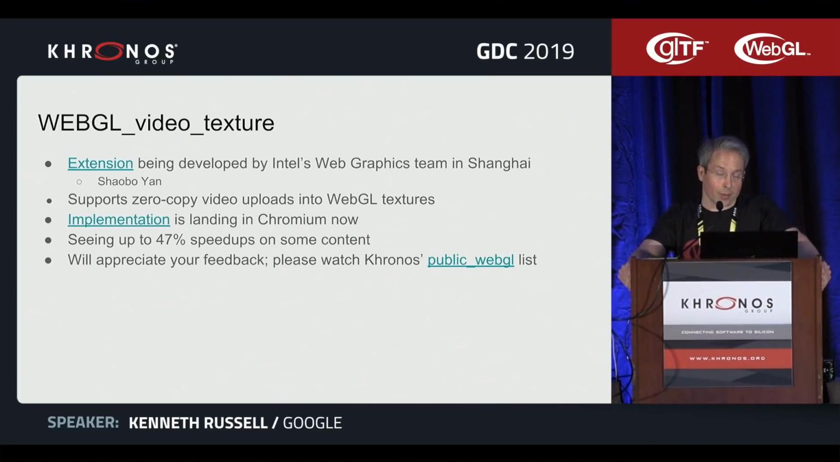It's being once again developed by Intel's web graphics team in Shanghai, in particular Xiaobao Yan, and the implementation is landing in Chromium now. It's going to be behind the enable WebGL draft extensions flag again. We're seeing 47% speedups on some content. We actually expect more speedups as we evolve the implementation. So please try it out and give us your feedback on Khronos' public WebGL list.